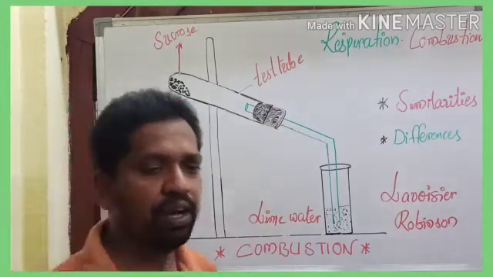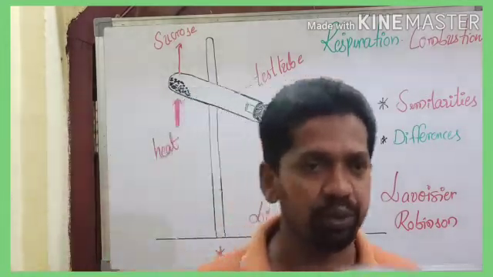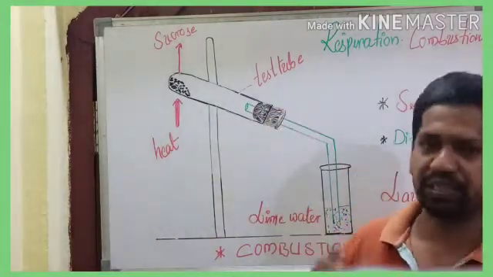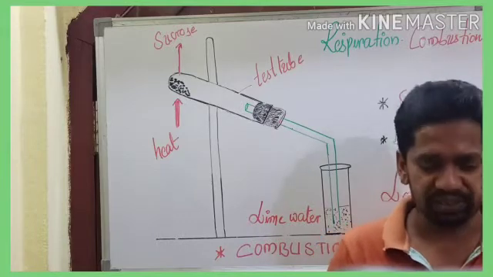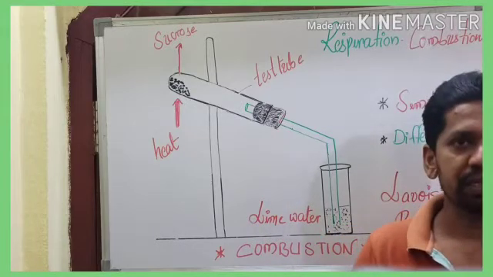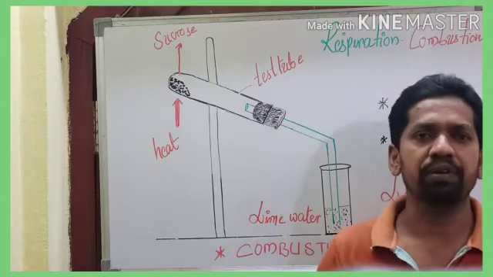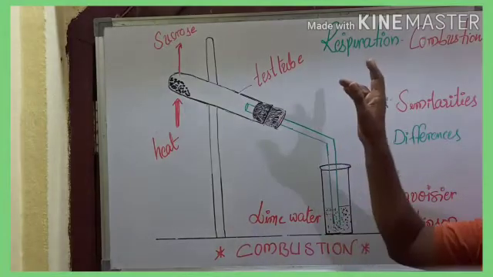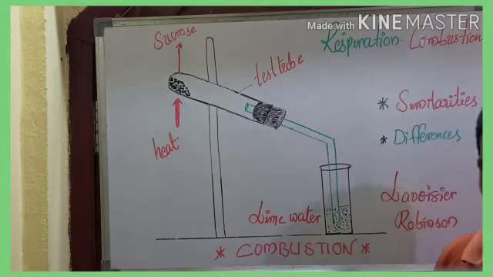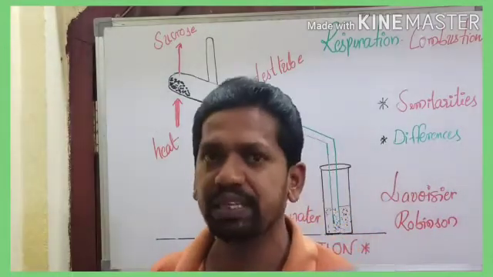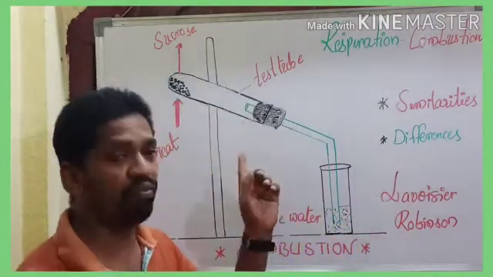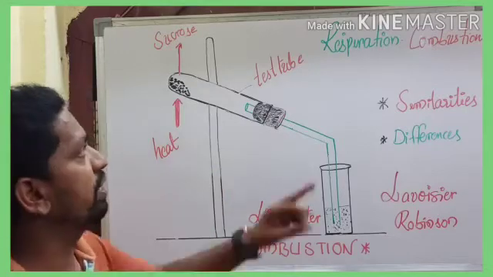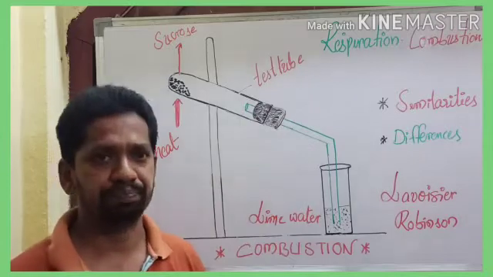The similarities are: in both respiration and combustion we use organic material, here sucrose or sugar crystals. In both reactions, energy is formed. Water molecules are formed, and carbon dioxide is also evolved in both reactions. Though these two have some similarities, actually they have some differences also. Now we are going to identify the differences between respiration and combustion.